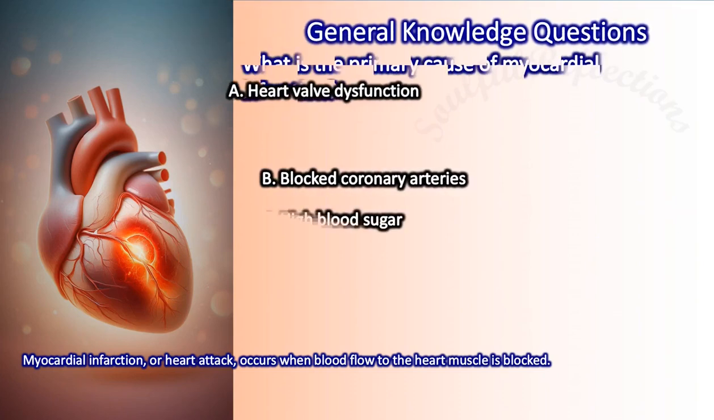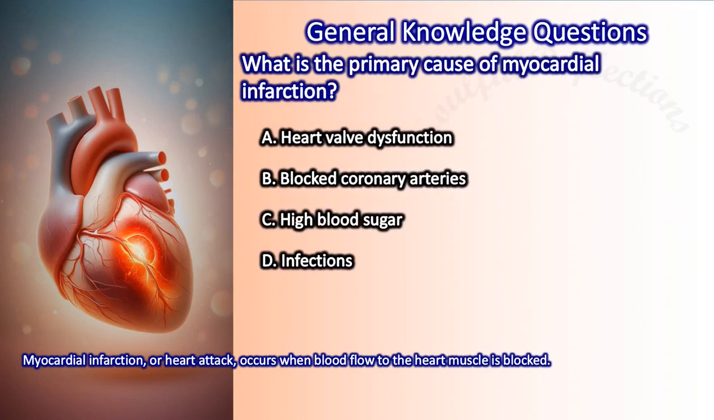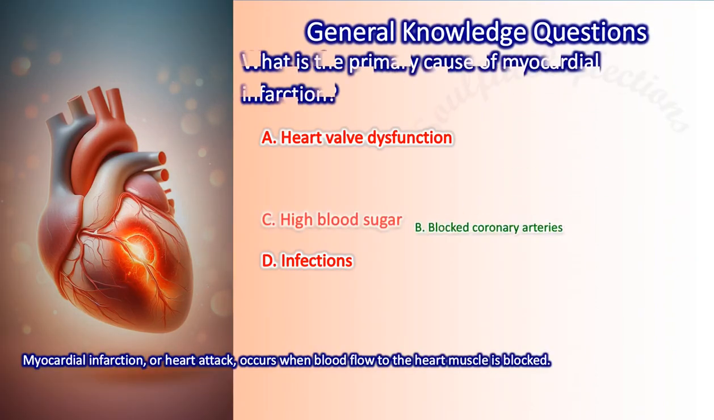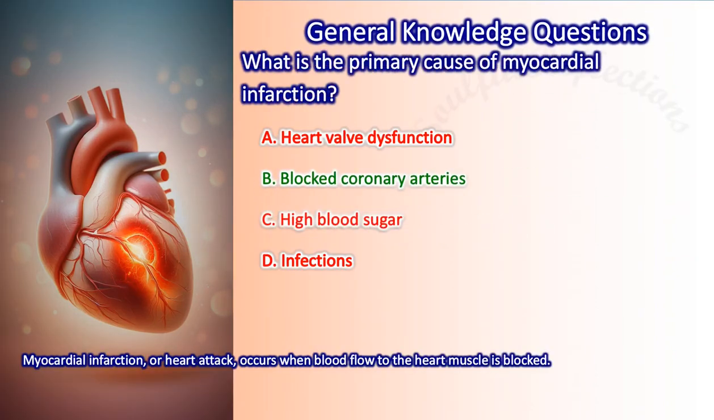What is the primary cause of myocardial infarction? Option 1, heart valve dysfunction. Option 2, blocked coronary arteries. Option 3, high blood sugar. Option 4, infections. The answer is Option 2, blocked coronary arteries.